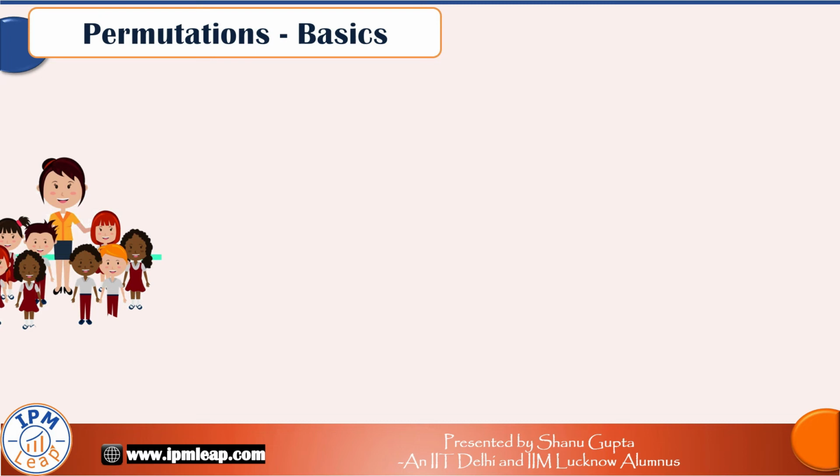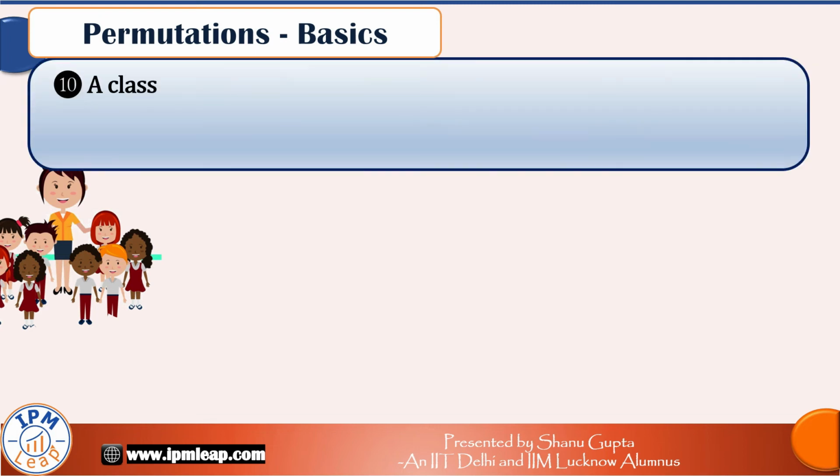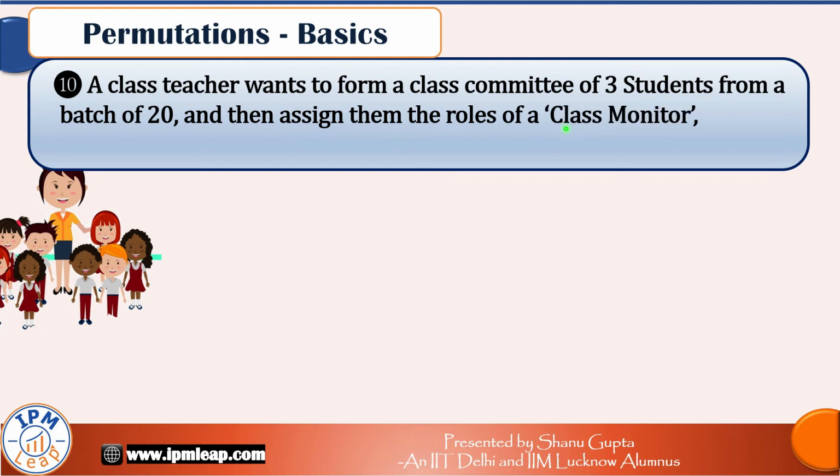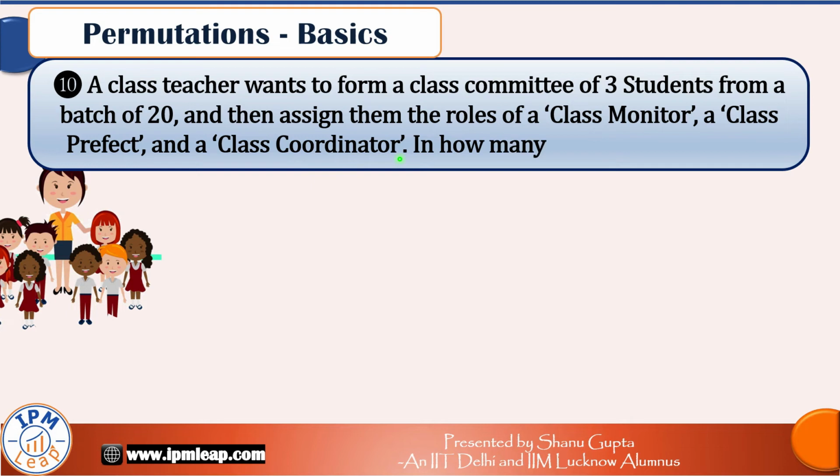Let's refine the same question to introduce permutations. A class teacher wants to form a class committee of 3 students from a batch of 20 and then assign them roles of a class monitor, a class prefect, and a class coordinator. In how many ways can she do that?